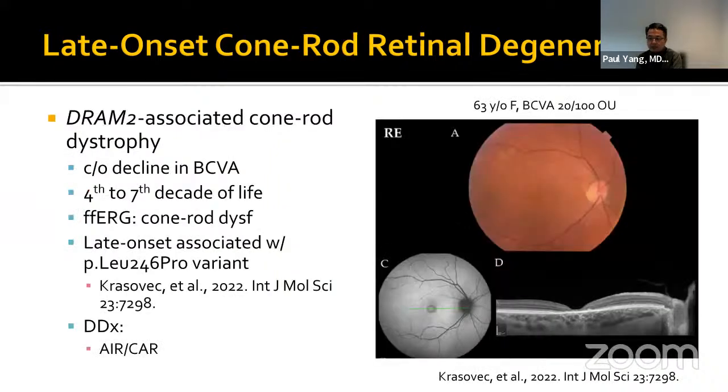So here's another one, another type of late onset. This is due to a gene called DRAM2. And instead of causing an RP-like phenotype, this is the opposite. It causes a cone rod dystrophy. And again, it occurs late in life. And it can mimic, again, autoimmune retinopathy or cancer-associated retinopathy, which can also produce a cone rod phenotype.